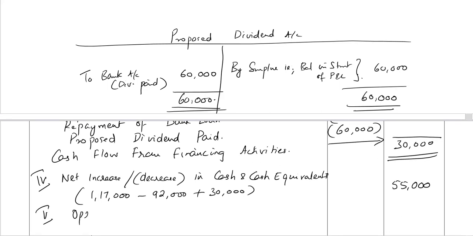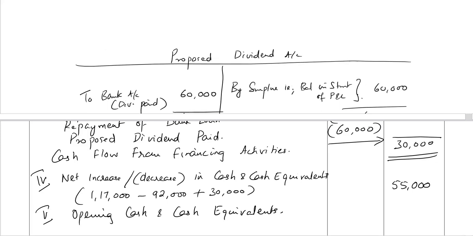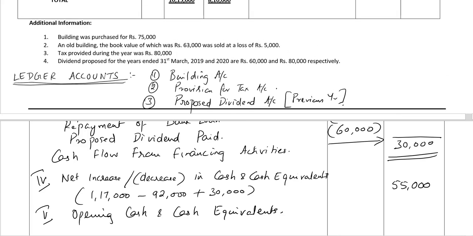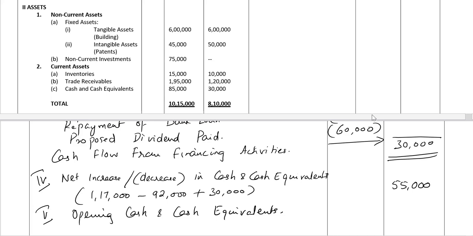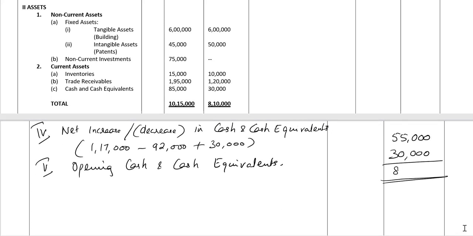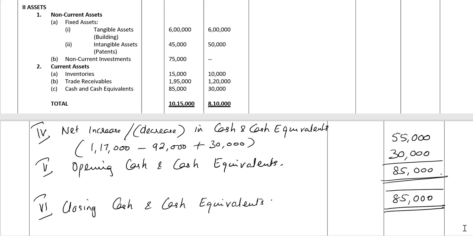Roman number 5, opening cash and cash equivalents. As per the balance sheet, the opening cash and cash equivalents is 30,000 rupees. After adding 4 and 5, we get 85,000 rupees, which is equal to the closing cash and cash equivalents. As per the balance sheet, the closing cash and cash equivalents is also 85,000 rupees. I'll remove the split. We can view the answer.